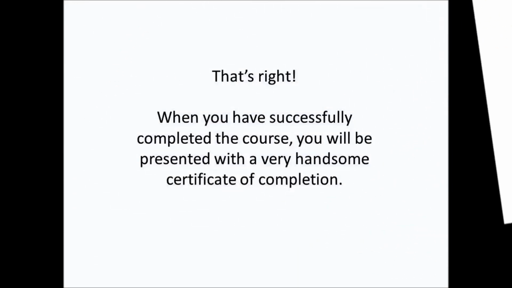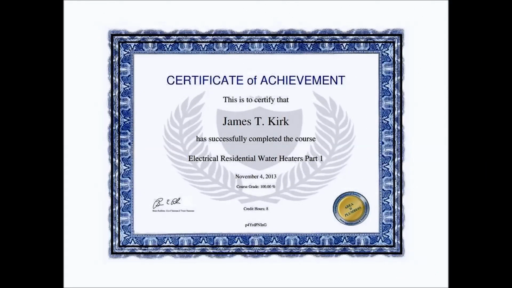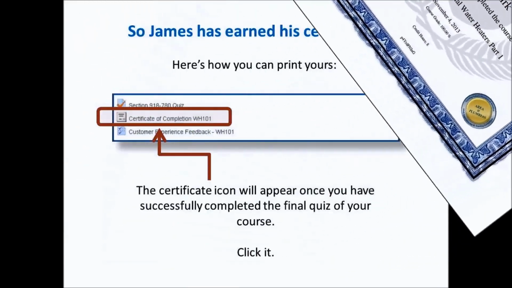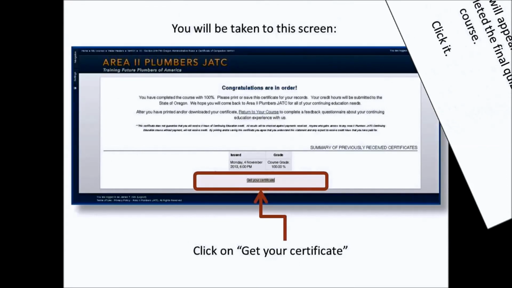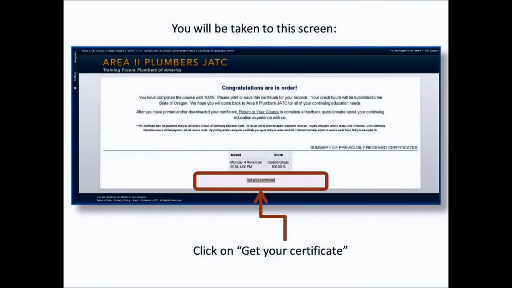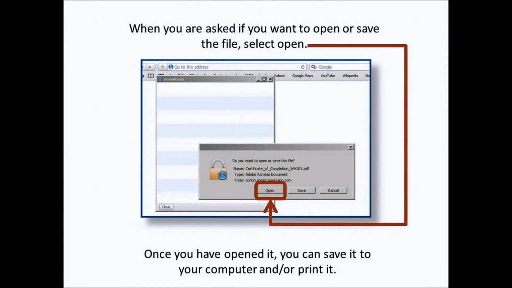When you have successfully completed the course, you will be presented with a very handsome certificate of completion. So James has earned his certificate. Here's how you can print yours. The certificate icon will appear once you have successfully completed the final quiz of your course. Click it. You will be taken to this screen. Click on Get Your Certificate. When you are asked if you want to open or save the file, select Open. Once you have opened it, you can save it to your computer and/or print it.